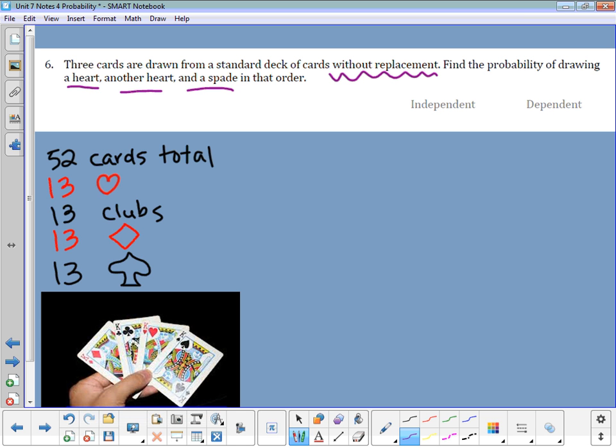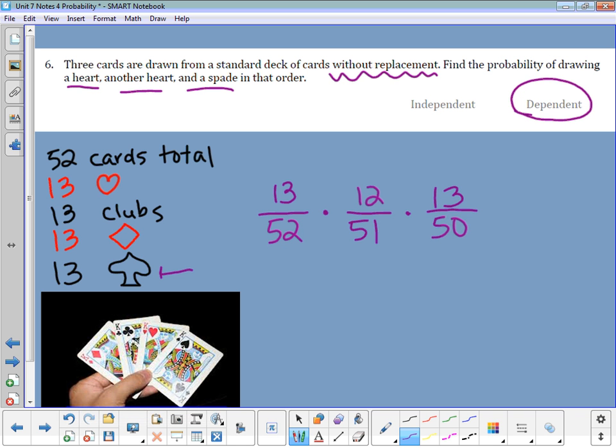For the first one, I have 13 hearts out of 52 cards. Now, if I don't put that back, how many cards are left in the deck? Only 51. So there's only 51 cards left in the deck, and I've already pulled out a heart. So now there's only 12 hearts left. And then I don't put the second card back, so now there's only 50. And I'm looking for spades, which there's 13 still, because I haven't touched the spades yet. These are events that are affecting each other. These are dependent.